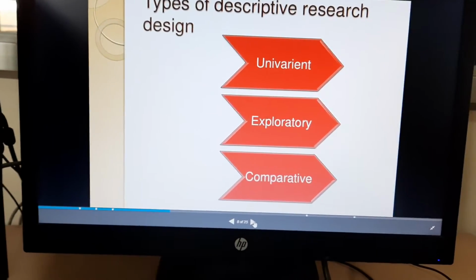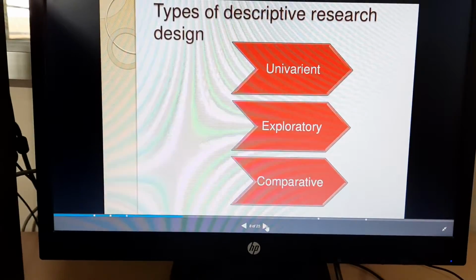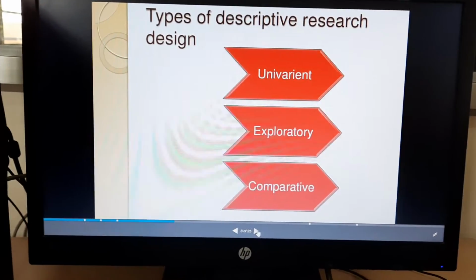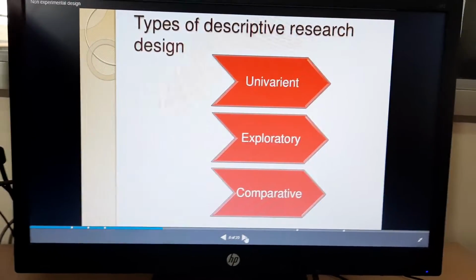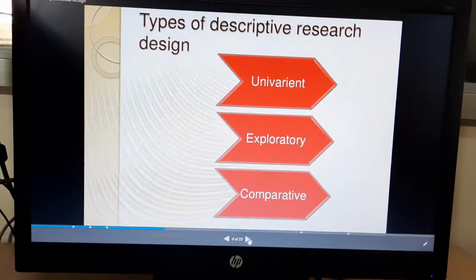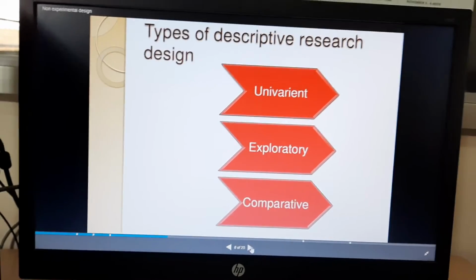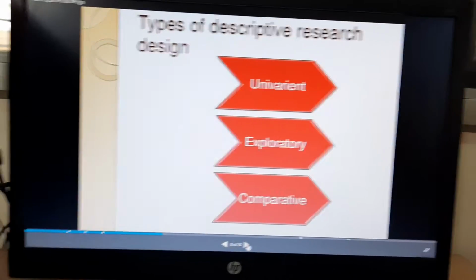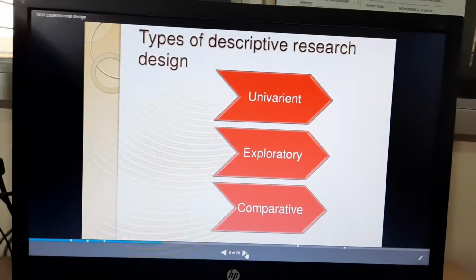The types of descriptive research designs are univariant, exploratory and comparative. Univariant means you are taking only one characteristic. For example, mothers of under-5 children in a village area have some beliefs, like feeding ragi malt. That is univariant. Among the mothers of under-5 children, which mothers are giving ragi malt? We are taking only one variable.